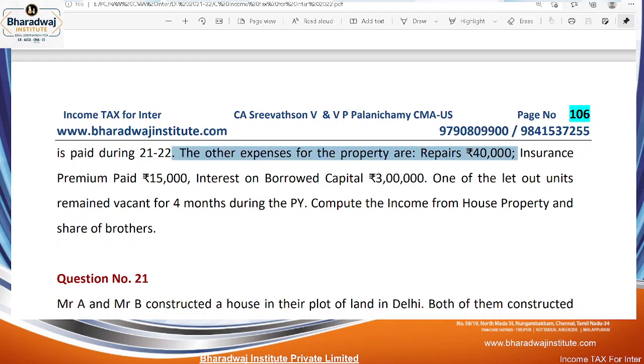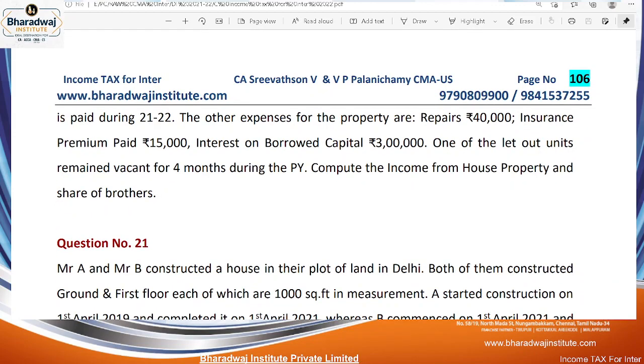Other expenses like repairs and insurance are given. We had seen that deduction under section 24 is exhaustive, so we cannot claim repairs or insurance. Interest on borrowed capital is 3 lakhs. One of the let out units was vacant for 4 months. Compute income from house property and the share of the brothers.